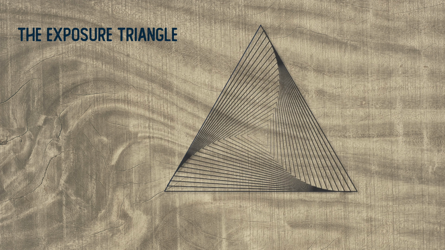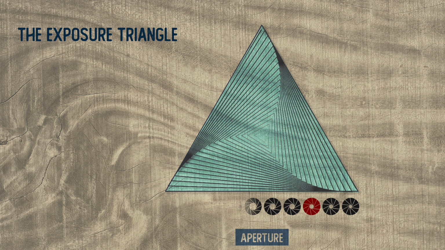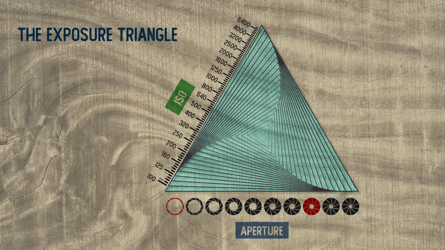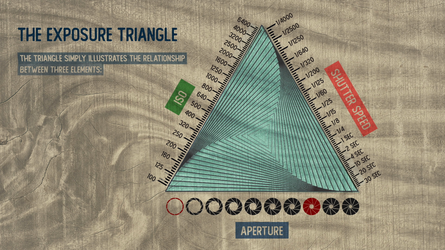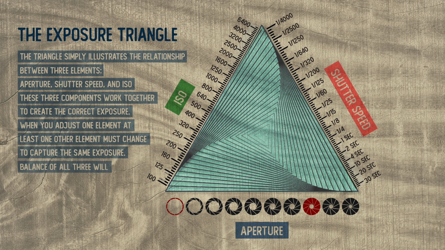Now let's take a look at the relationship then between the three elements and how they work together. And to do that, we'll take a look at the exposure triangle. So let's pop on the three elements onto the triangle. We have aperture size, ISO, and shutter speed. And all the triangle proves is that if we make a change to any of those elements, then one or the other, or both of the other two elements need to change.